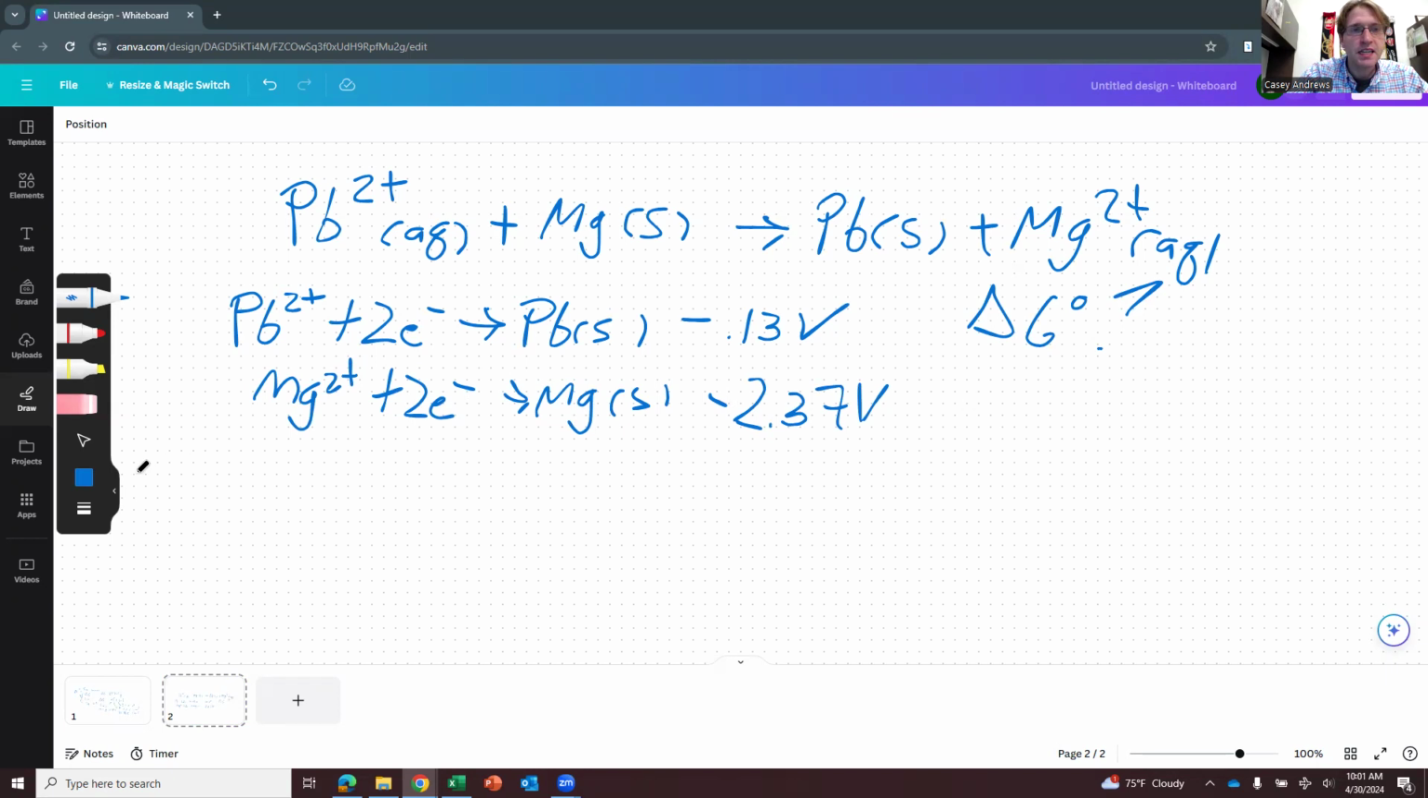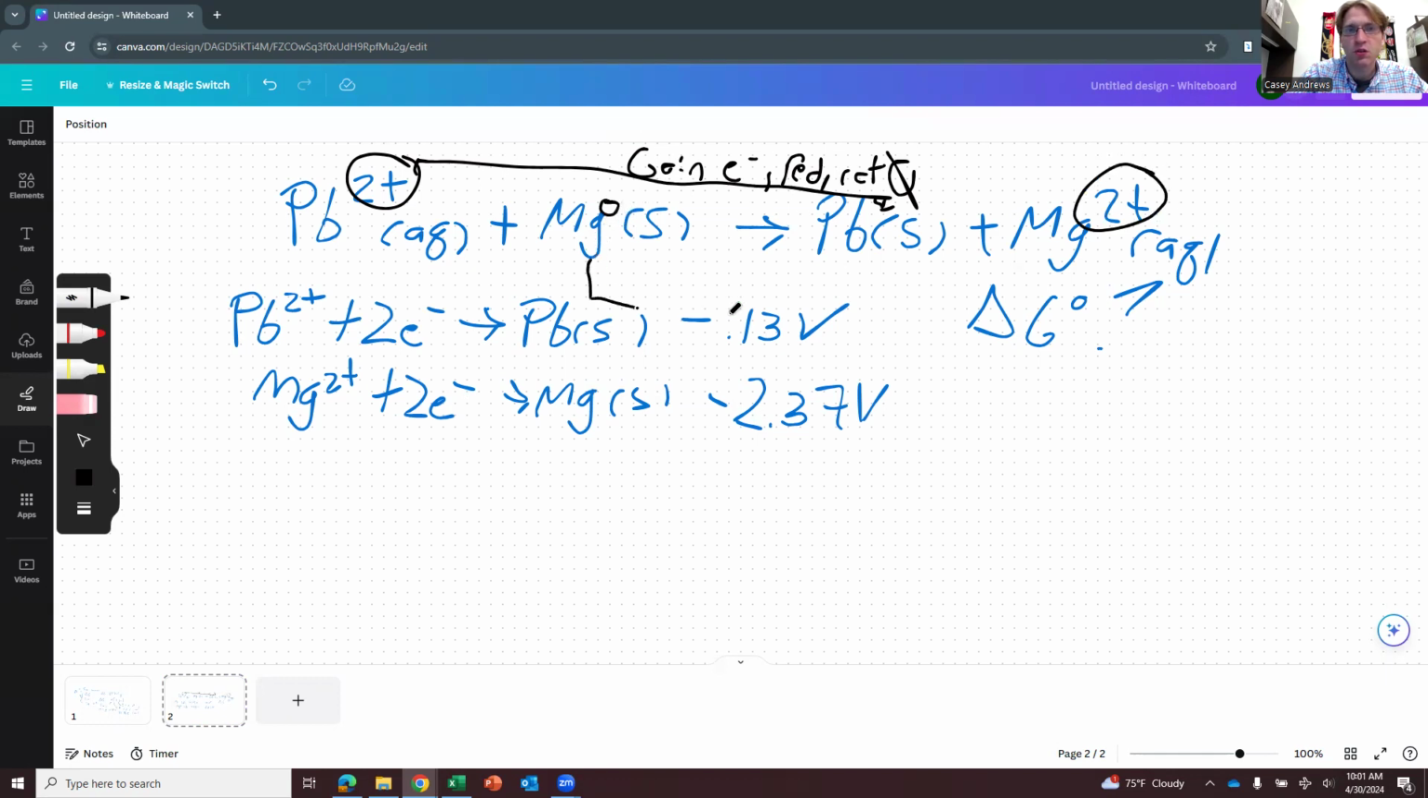So for any E cell reaction, the first thing we want to do is determine what's the anode and what's the cathode. So lead went from +2 to 0. So if I'm going from +2 to 0, I gain electrons, which means I'm reduced, which means I'm the cathode. Magnesium went from 0 to +2. So I became more positive. That means I lost electrons. That means I was oxidized, and so I'm the anode.